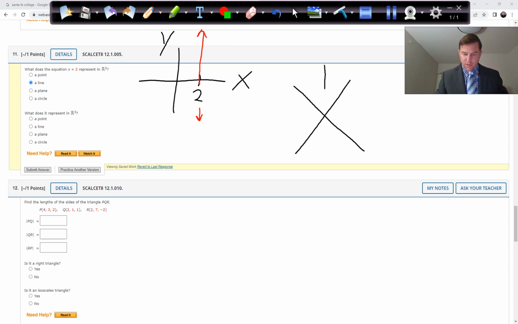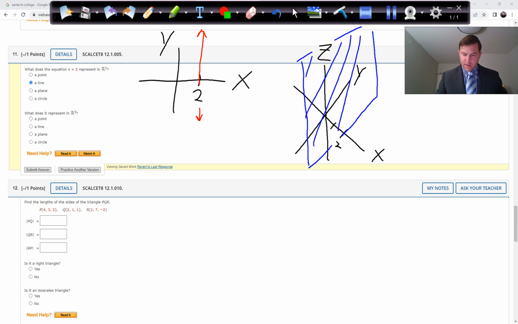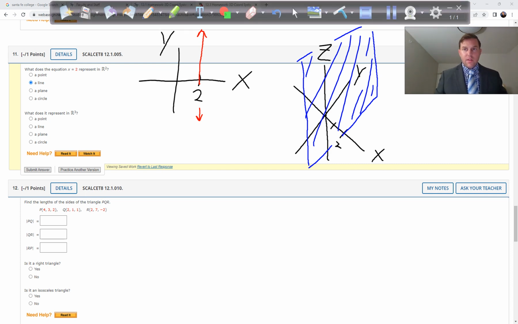In 3 dimensions, x, y, z, x equal to 2 becomes a plane. So it is going to be a plane that is through this point, and it's going to go up parallel to the z-axis like this. So it is an entire 2-dimensional space. So in 3 dimensions, R3, x equal to 2 is a plane.